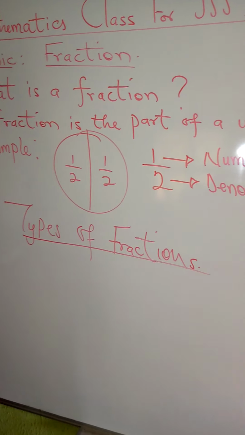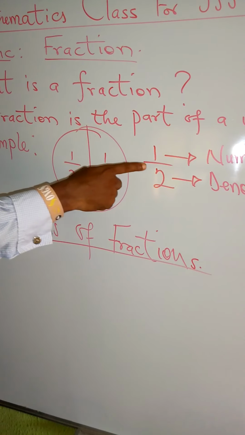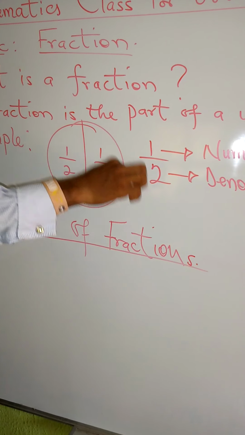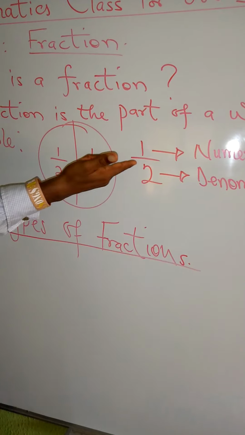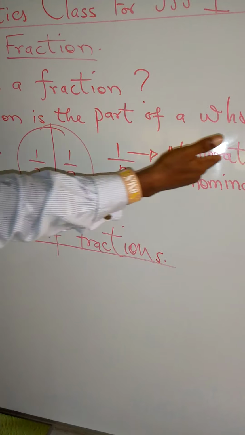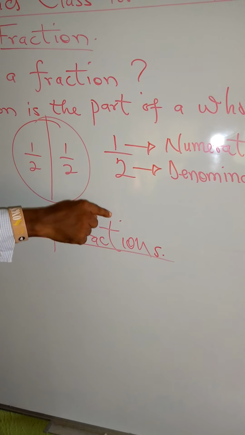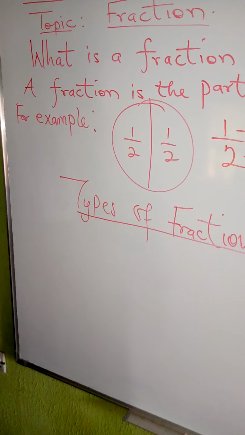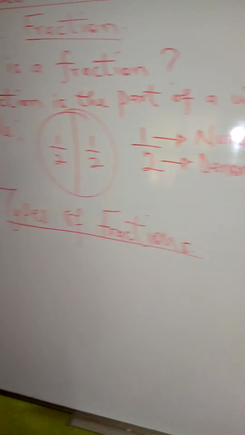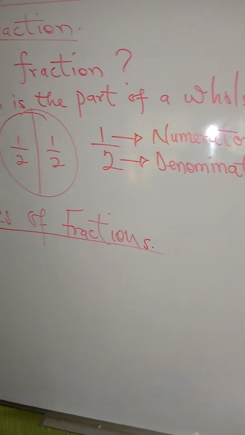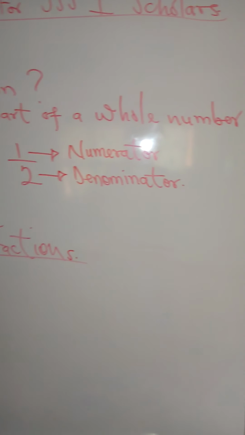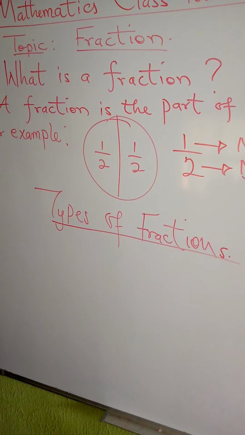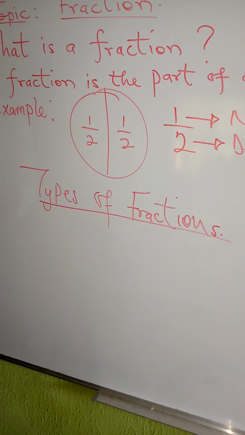And in every fraction there are two numbers, one number above the line and the other number below the line. The number above the line is called numerator, while the number below the line is called denominator. So in every fraction there are two numbers, numerator and denominator, and the fraction is the part of a whole number. Now we move to types of fractions. There are different types of fractions.